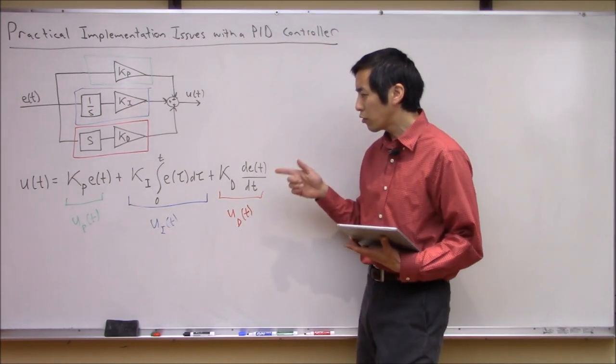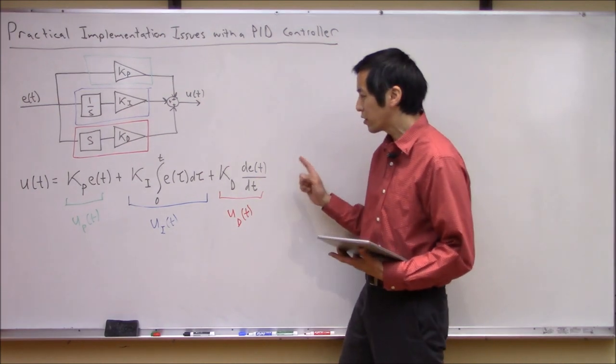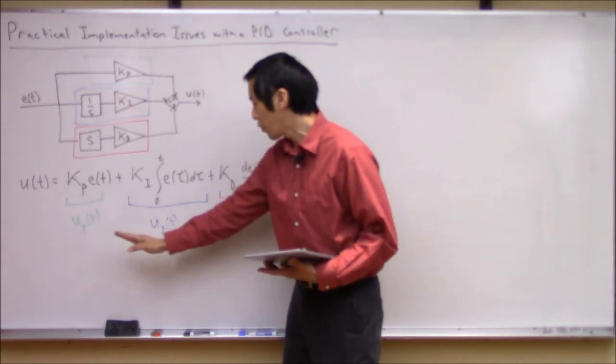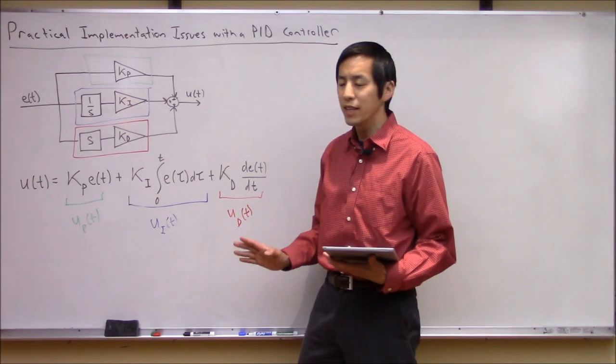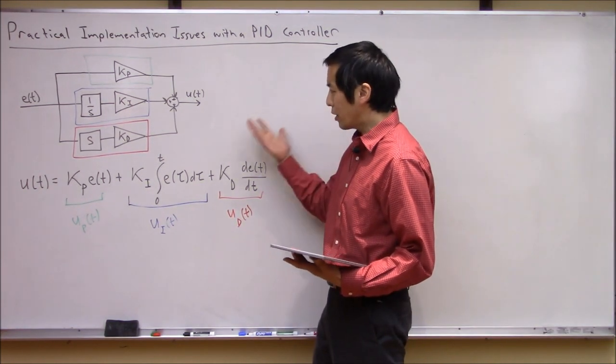Okay? So now, while this might seem like a perfectly fine mathematical representation, we really should start seeing if we can poke some holes in this, or ask ourselves, can anything go wrong with any one of these signals? So why don't we just go through this?